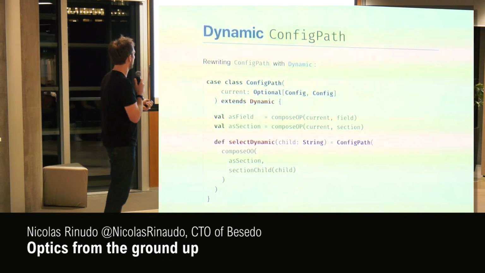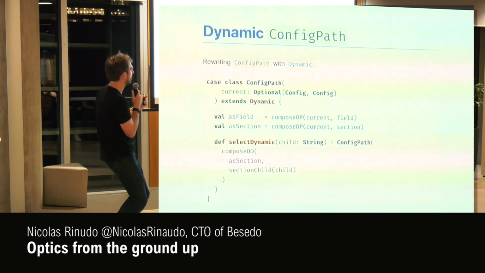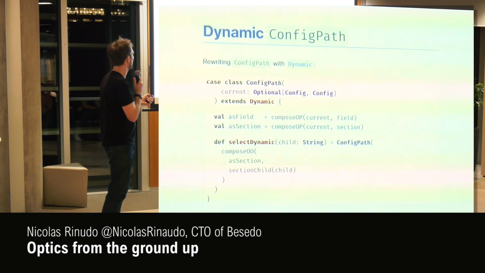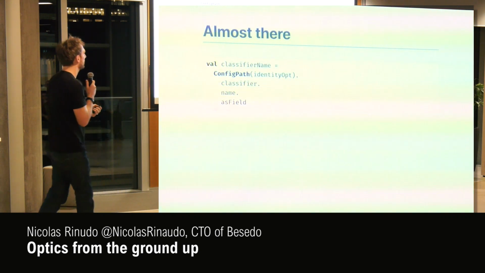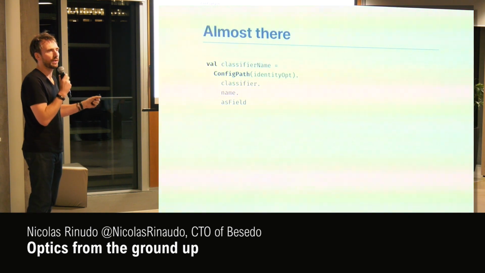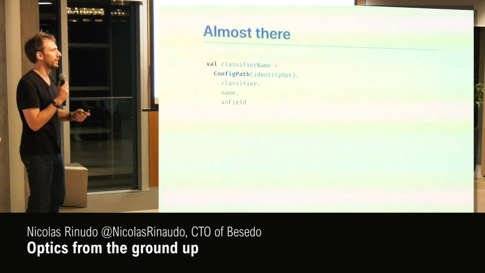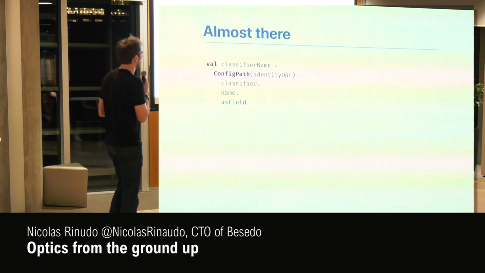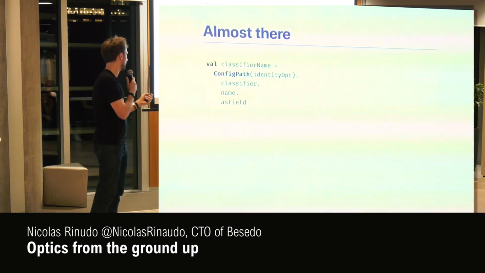And it allows us to rewrite our child before as select dynamic here. Exactly the same code, except now we call it select dynamic and public path is dynamic. And now we can write this, which is quite a bit nicer, isn't it? Classifier.name.asField. We explore it exactly as we would write with the objects we've done previously.